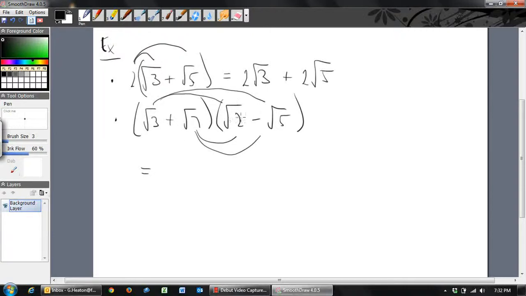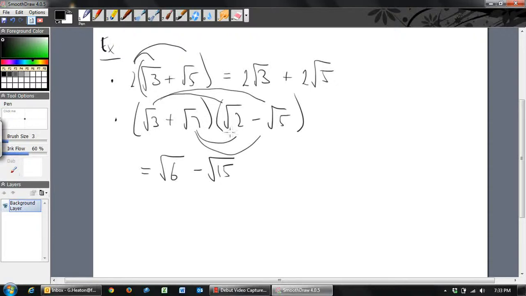What's root 3 times root 2? Well, that's equal to root 6. What's root 3 times negative root 5? Well, that's negative root 15. Root 3 times root 5, 3 times 5 is 15, but we've got a negative there. So that's the second lot.